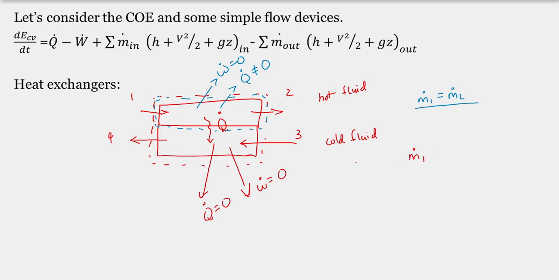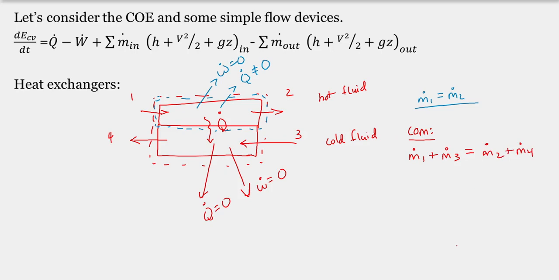So my continuity expression, the conservation of mass, for the red control volume is actually the mass flow rate at state 1 plus the mass flow rate at state 3 has to be identically balanced by the mass flow rate at state 2 and the mass flow rate at state 4.